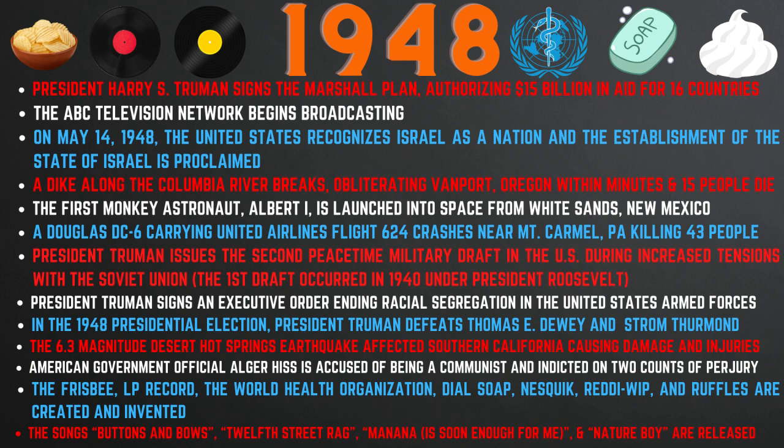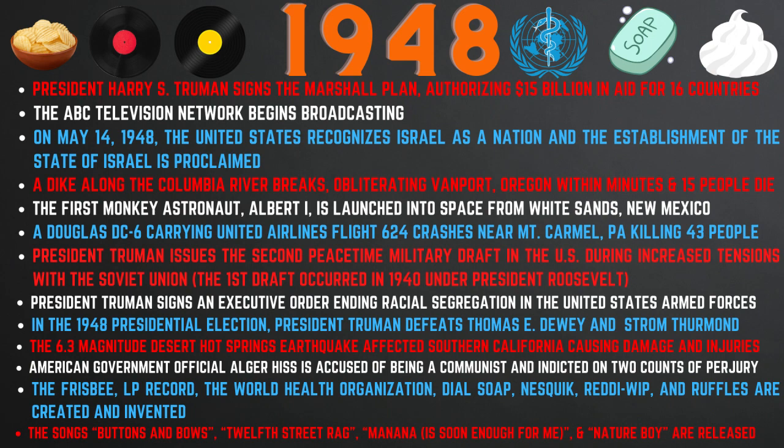President Truman issues the second peacetime military draft in the U.S. during increased tensions with the Soviet Union, and the first draft occurred in 1940 under President Roosevelt. President Truman signs an executive order ending racial segregation in the United States Armed Forces. And in the 1948 presidential election, President Truman defeats Thomas E. Dewey and Strom Thurmond. The 6.3 magnitude Desert Hot Springs earthquake affected Southern California, causing damage and injuries.